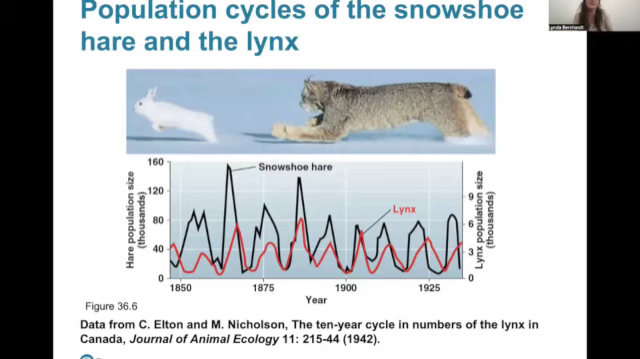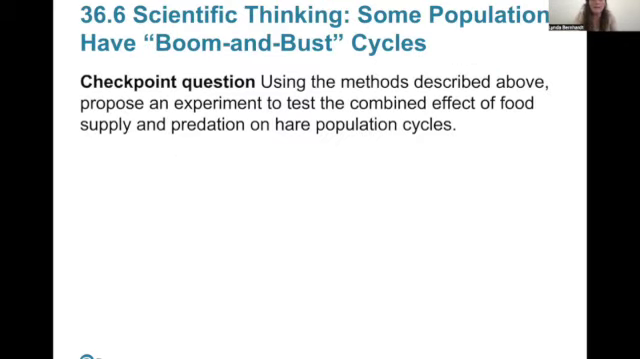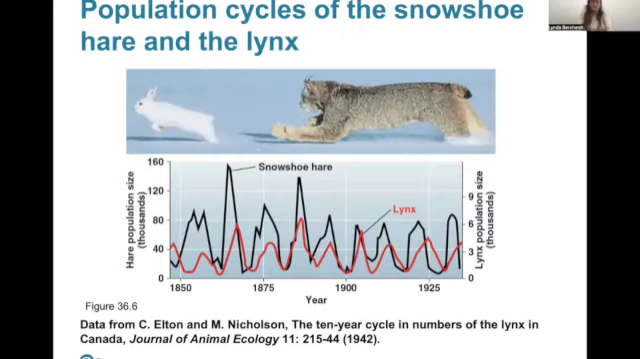This is what I wanted to get to. This is one of my favorites. Do I have a second slide of this? No, just that one. Okay, so population cycle of the snowshoe hare and the lynx. If you look, the black is the snowshoe hare, the red is the lynx. The snowshoe hare is the prey, the lynx is the predator.